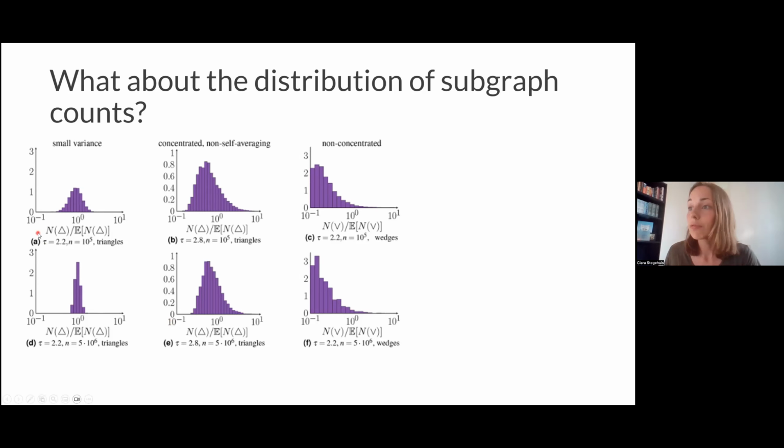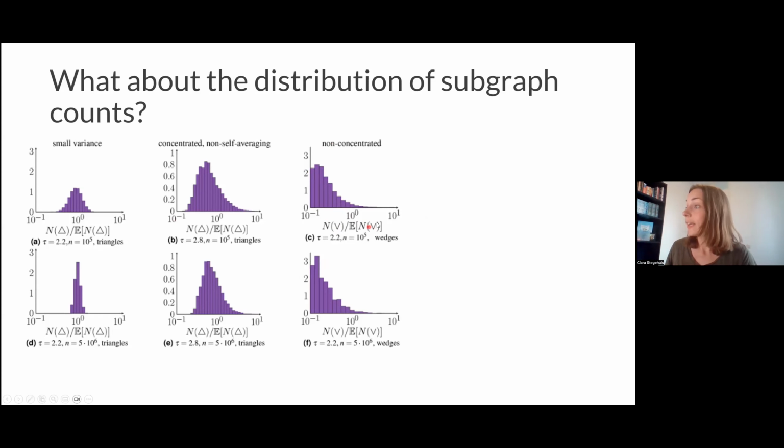And you can see that in some cases, for example here for the triangles, you could say that it could be a normal distribution. It's not unreasonable. This is again triangles, but a slightly different parameter regime. It does not look exactly like a normal distribution, but it's also not too far off. But if you look at a different subgraph, in this case wedges, you can see that it's really not concentrated at all. This doesn't look like a normal distribution at all.